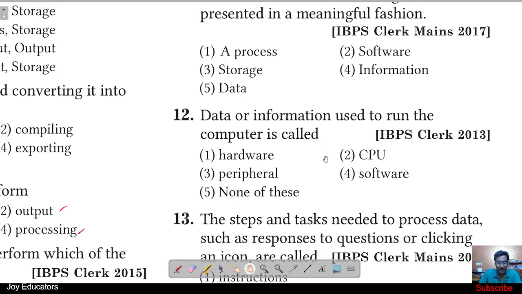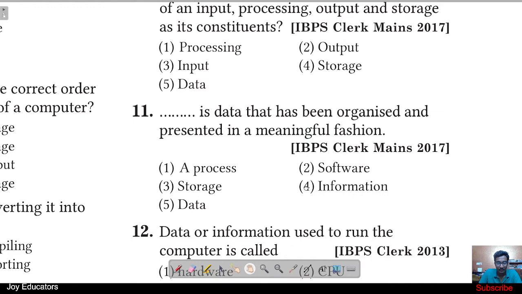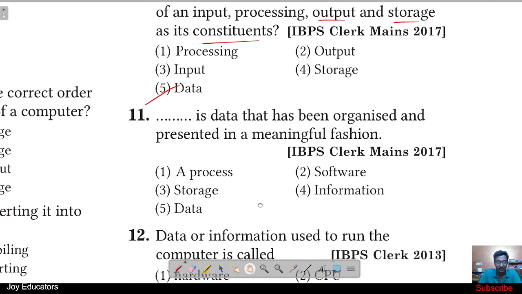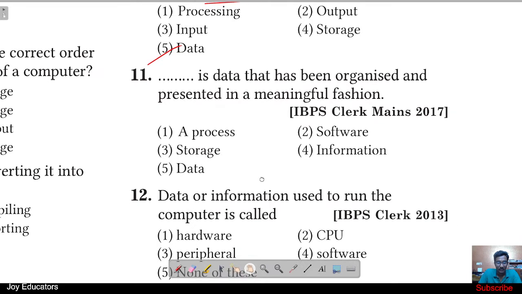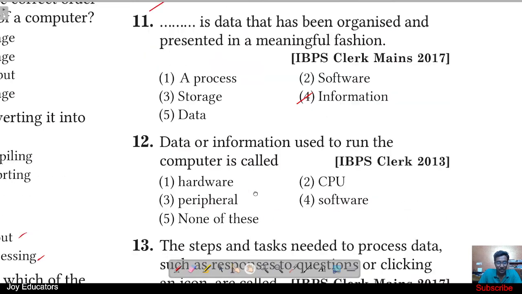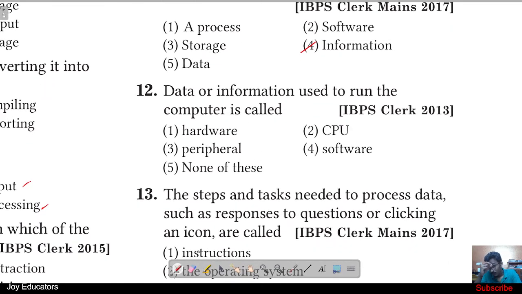Okay, so let's go to the next thing. So what is the 11th one? Not the 10th one, right? Okay, so whenever you see cycles, output, storage, and constituents, it will be data. Okay, dash is data which can be organized and represented in a meaningful fashion. Information. Perfect. That's it. Information. And data and information used to run the computer is called. Okay, it's also called data, so it is none of this.